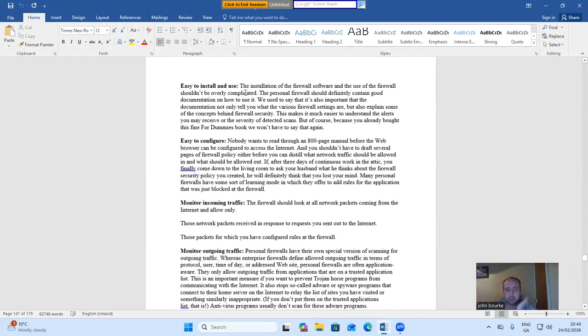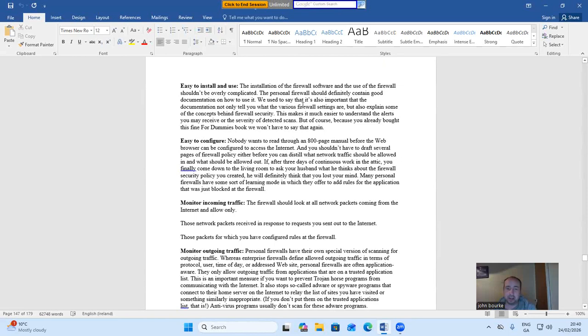Easy to install and use. The installation of the firewall software and the use of the firewall shouldn't be overly complicated. The personal firewall should definitely contain good documentation on how to use it.